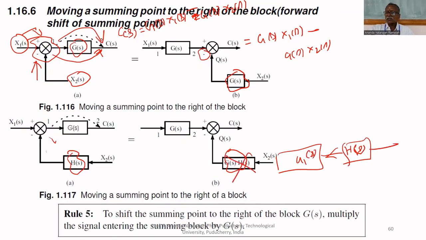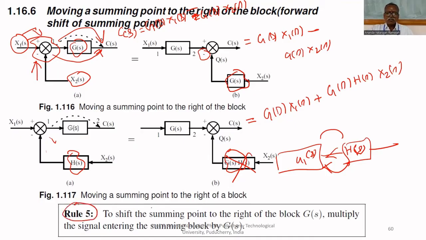Instead of this, in that case, the first rule says what? These two blocks can be multiplied together. That's why we can write G of S, H of S. Then what you will get here, both blocks give the same output: G of S, X1 of S plus G of S, H of S, X2 of S. So both give the same output. Therefore, rule number 5 is to shift the summing point to the right of the block.